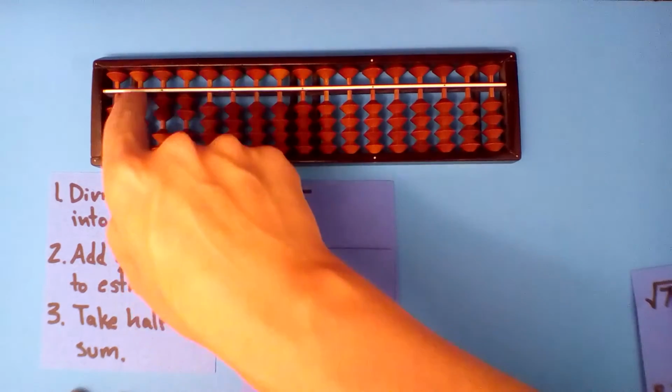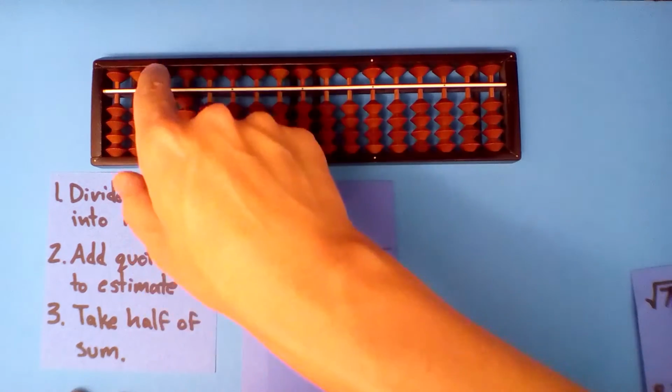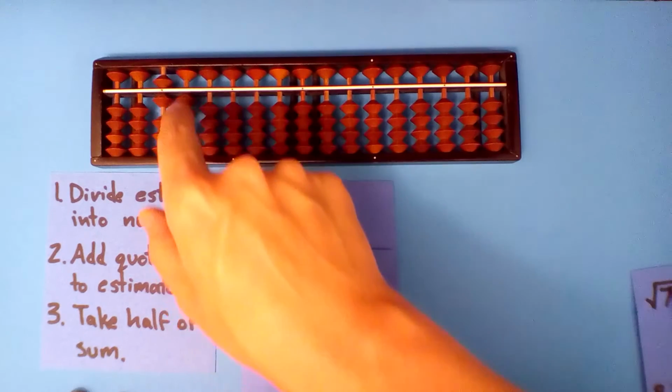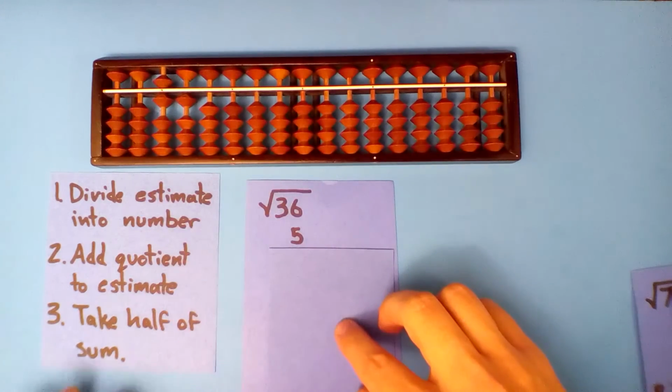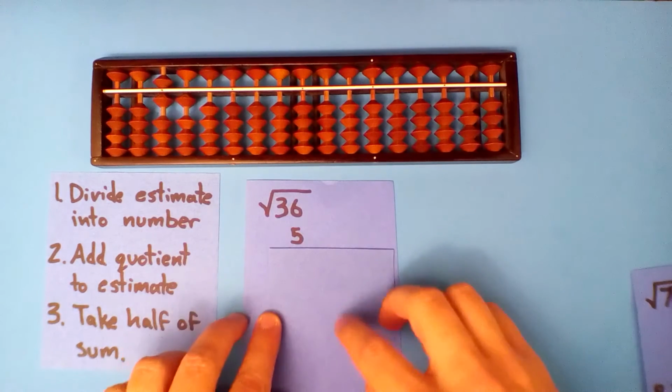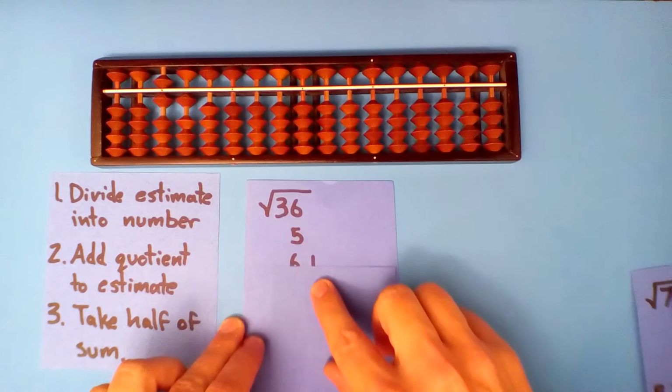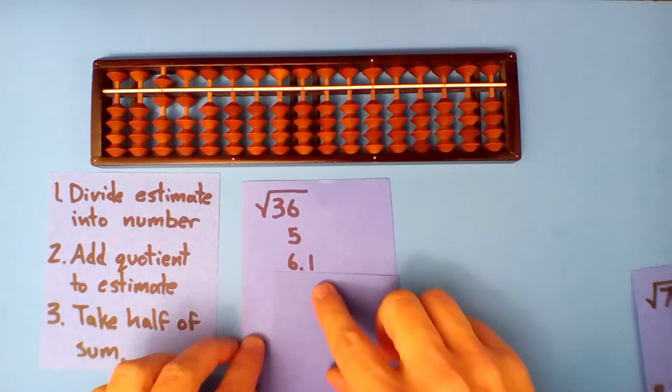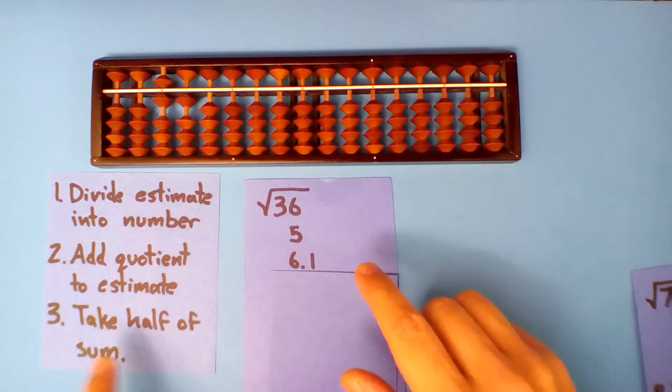Half of 1 is 0. Half of 12 is 6. And half of 2 is 1. Now we have a better estimate, 6.1. It's not great, but it's a lot better than 5. And we can improve it by doing these 3 steps again.